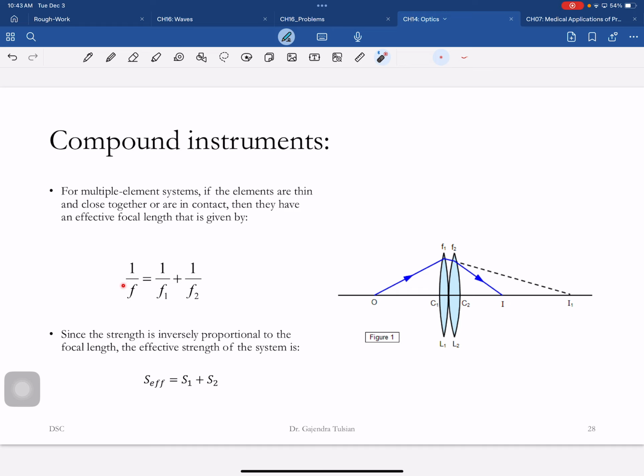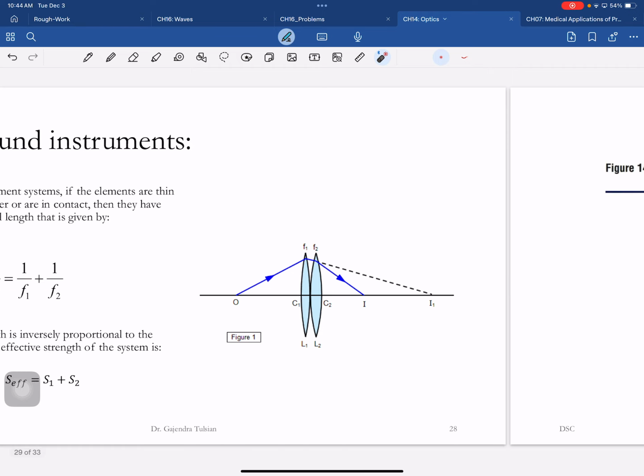All right, so what this formula tells you is the effective focal length of the two lenses. This is the strength of this lens, plus the strength of that lens. So the effective strength is the sum of these two.